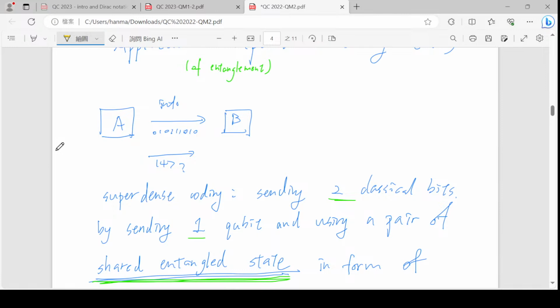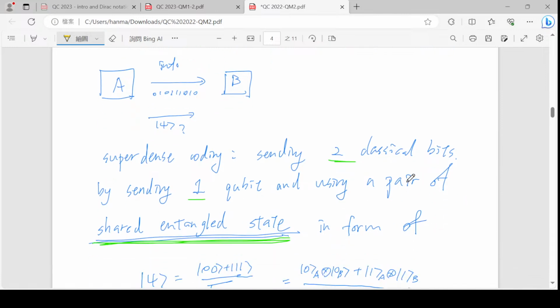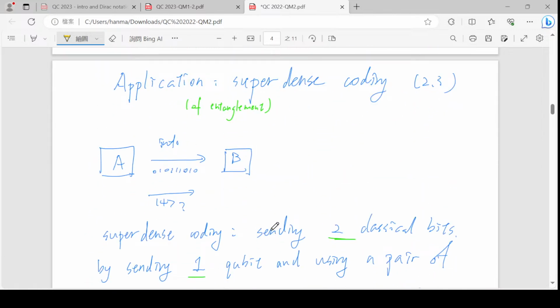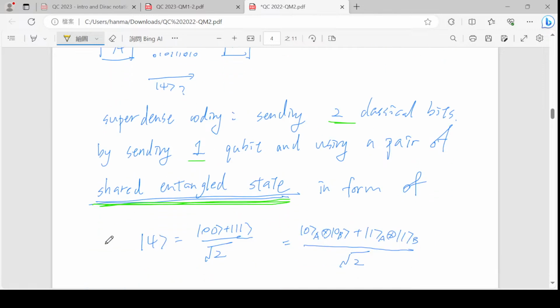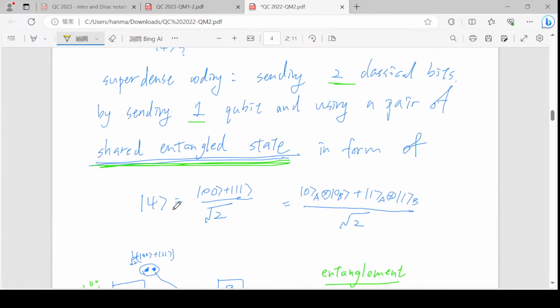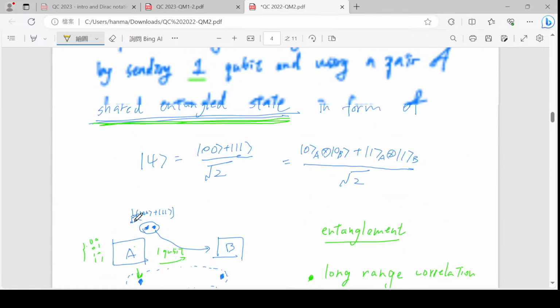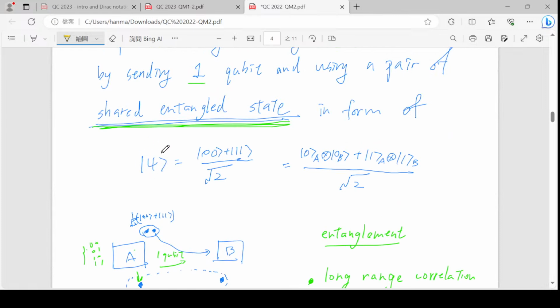Anyway, what super dense coding is doing is that we can send two classical bits. It's a classical string because Alice and Bob want to send a classical string. So we can send two classical bits by sending one qubit, but also using a pair of shared entangled state. And what the shared entangled state is, is this. Now we call it psi. Later we'll have a better name for it.